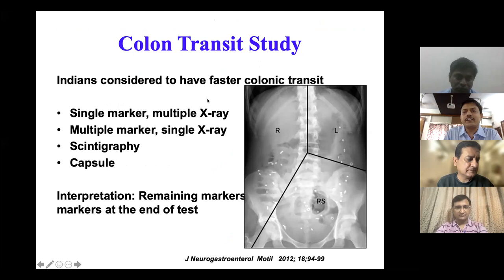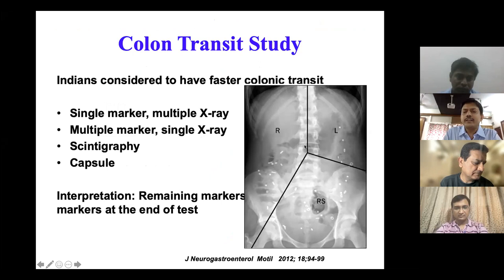So again, the tests which we do are the colon transit. Again, it has been discussed. In the transit study, there are different methods of doing it. You do a single marker, take multiple X-rays. The example which we showed at our center, we give multiple markers on 3 days and we take a single X-ray after that. And there again, we divide the colon into 3 segments, the right and the left and the rectosigmoid. And we use the L5 spine as a landmark. Okay.